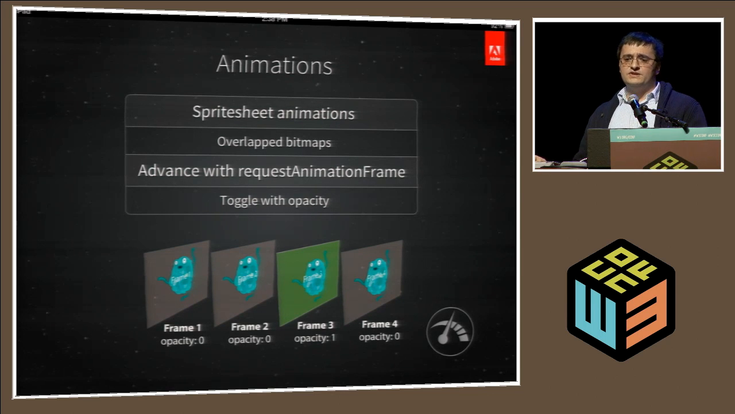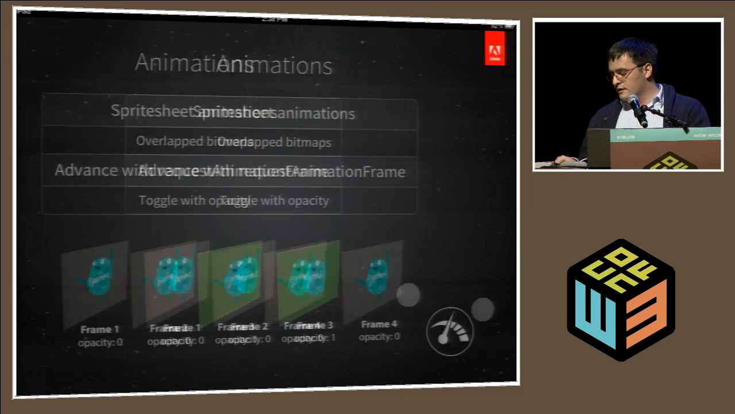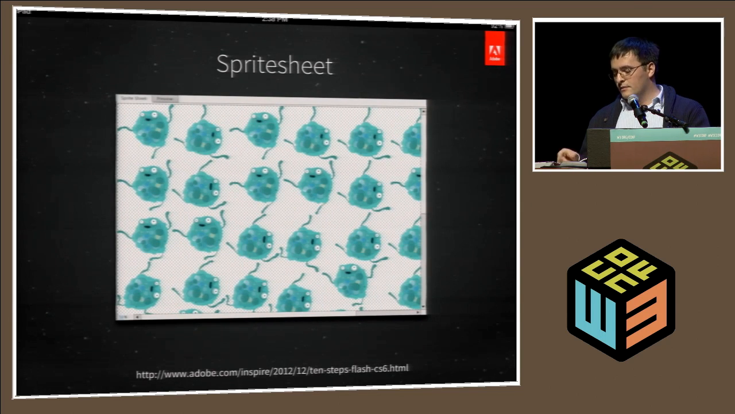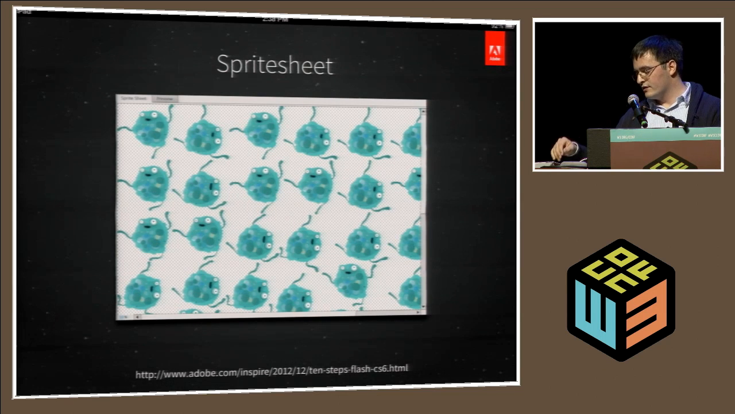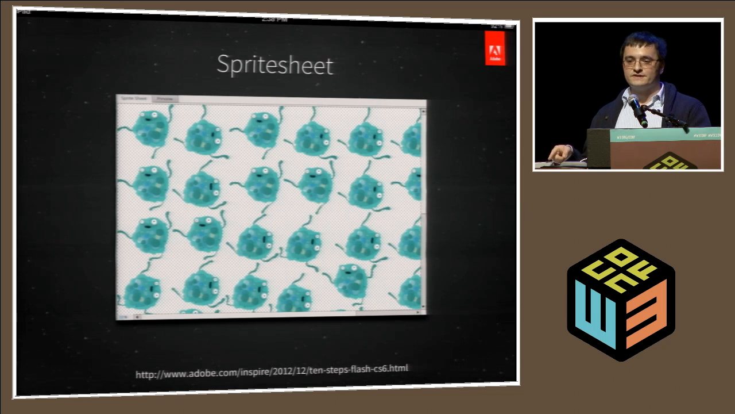And using requestAnimationFrame, you can advance the frame by just setting the next one to opacity 1 and the old one back to 0. I have a screenshot of a tool that I use to generate this animation that I have right now. And this tool is interesting. This is Flash Pro CS6. I didn't know that it can actually generate HTML, which is pretty cool.